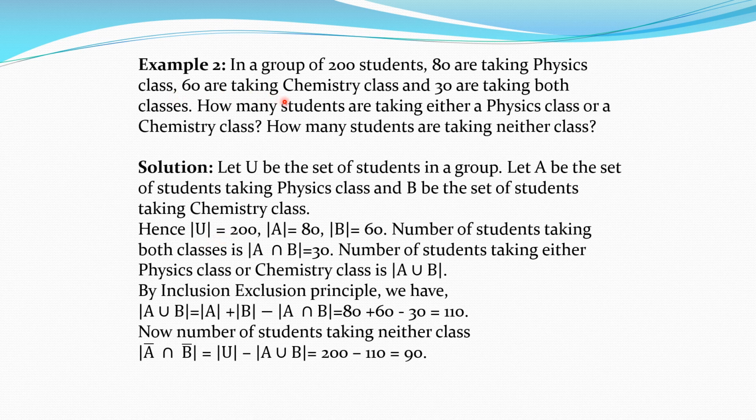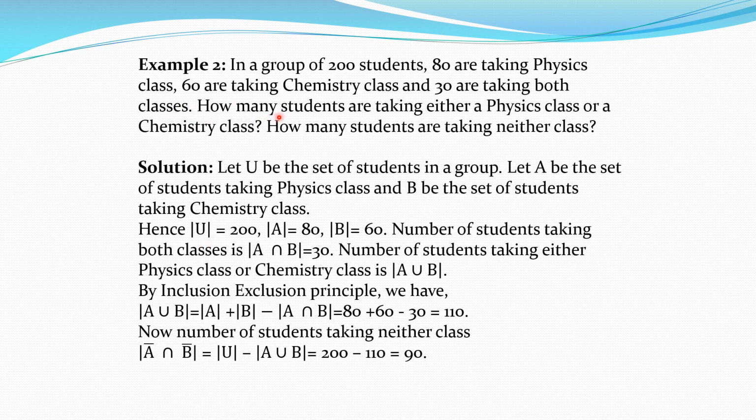Similarly, 60 are taking chemistry class means B contains 60 students. So the cardinality of B is 60. Then 30 are taking both classes. It means 30 are taking physics as well as chemistry class. So 30 are present in both A and B. It means in terms of set notation, the cardinality of A intersection B is 30. So these three cardinalities are given to us.